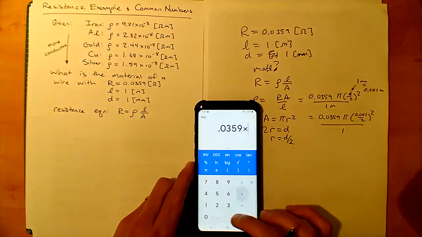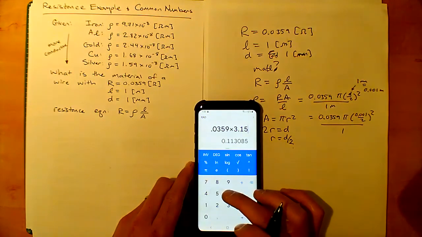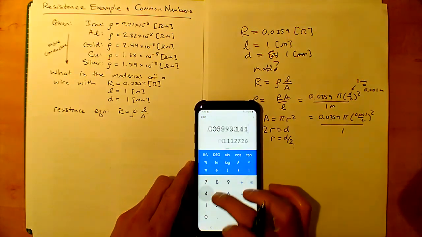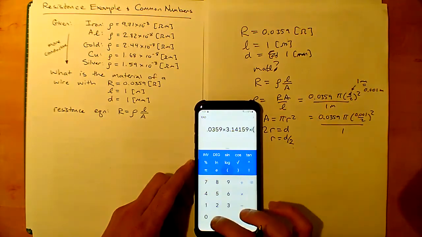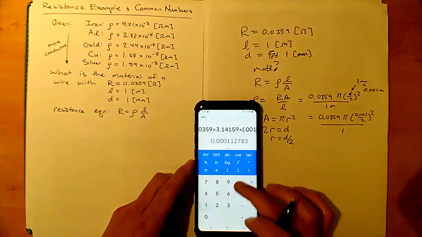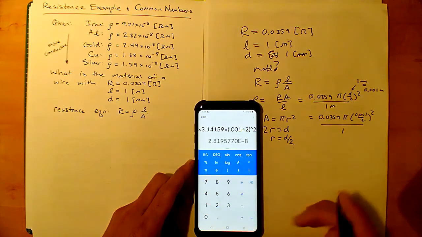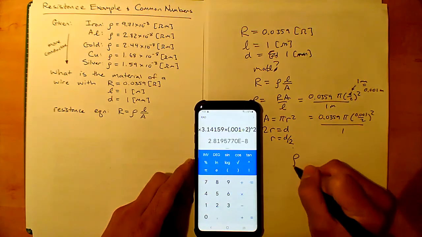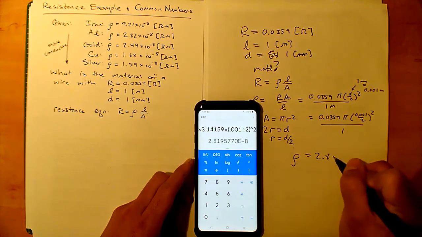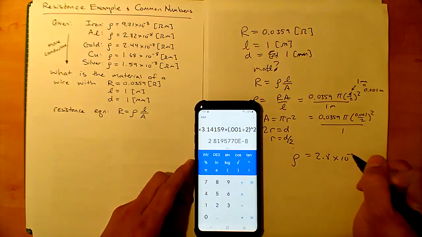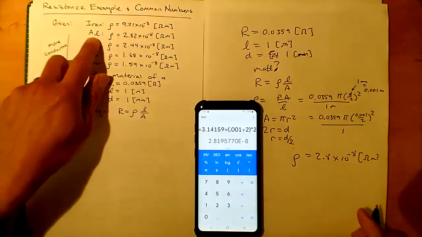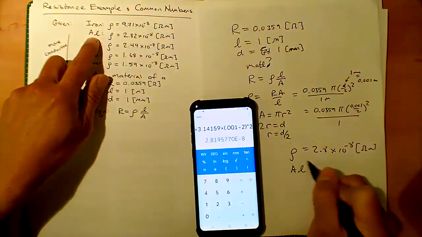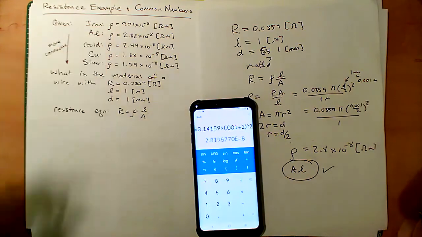0.0359 times pi, 3.14159. That's pi, right? Times 0.001 over 2 squared. Okay, so it looks like the resistivity is 2.8 times 10 to the minus 8, and this should be ohm meters. Oh, that's nice. That looks like aluminum. All right. Okay, not too bad.